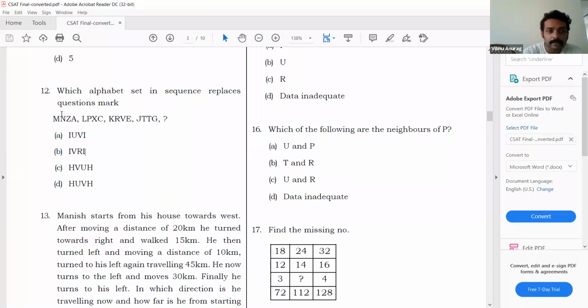Then see the second letter, N, P, R, T. So I'm skipping one and moving forward. So after N, you skip O and reach P. After P, you skip Q and reach R. After R, you skip S and reach T. After T, you skip U and reach V. So it will be option B, IVRI. Did you get IVRI?